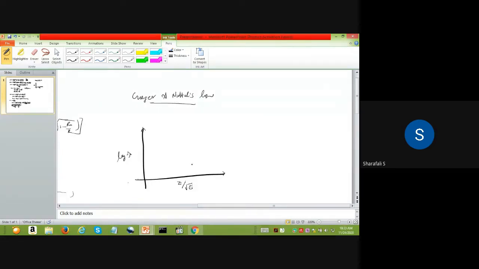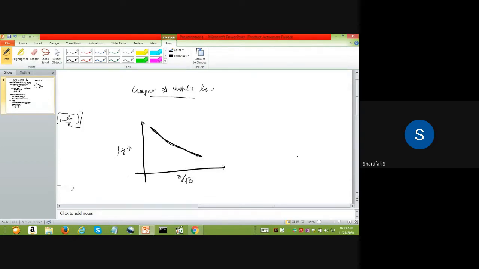So when we increase the z by root e, this curve will give you something like this. If you take it in logarithm scale, it will be like this. So this can be again found. When you are increasing the energy, which means that your z by root e value will be less.